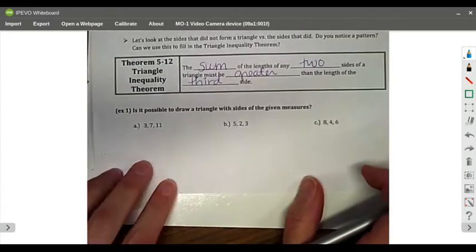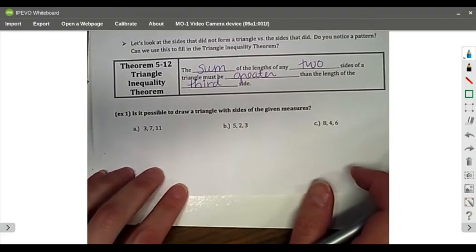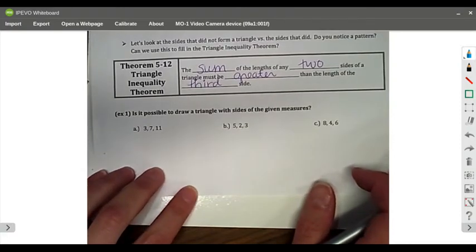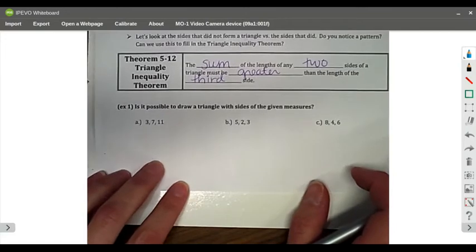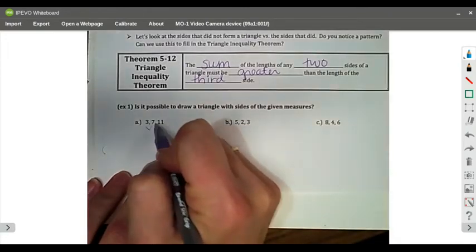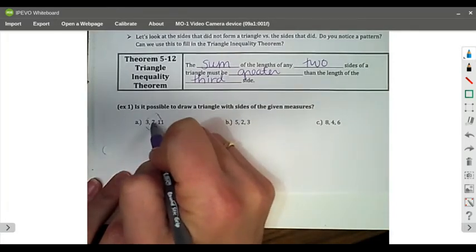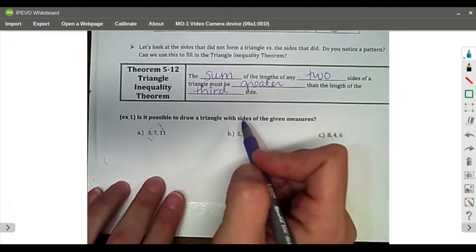Some of the problems that we do, you're just given three numbers and you're asked to determine if it's possible to make a triangle with those given sides. Technically you're supposed to check all three pairs of sides. Like I'm supposed to check 3 plus 7, is that bigger than 11? 7 plus 11, is that bigger than 3? 3 plus 11, is that bigger than 7? But I don't make you do that.